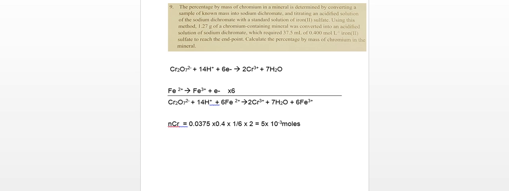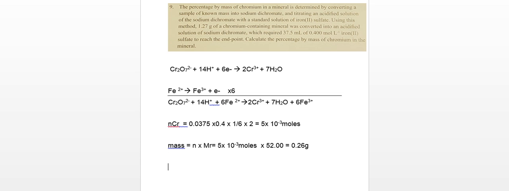We need to know mass percentage. So what we now must do is convert that number of moles into a mass. So n, number of moles, equals, mass equals n times Mr, molecular mass, which is equal to this number up here, times the atomic mass of chromium, which is 52.00. And all of that gives us a value of 0.26 grams.